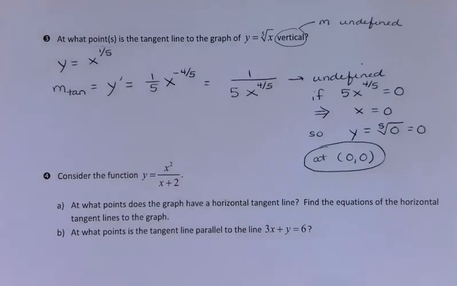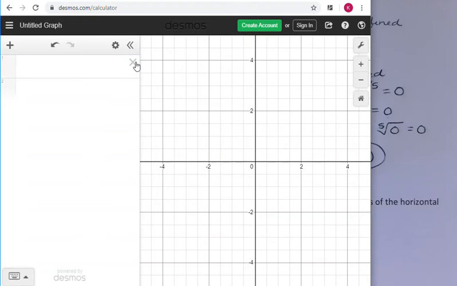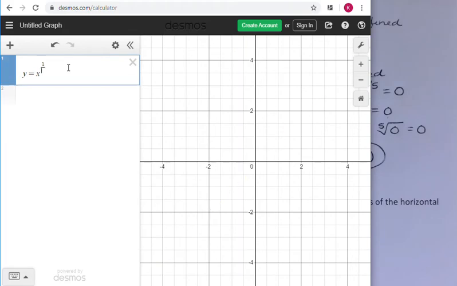Once again, let's just take a real quick look at Desmos here and see if we can spot that vertical tangent line. The original function was the fifth root of x, or x to the 1/5 power. There it is. And right here at 0, you can definitely see how that function is just about vertical right there, and the tangent line would have to be. So 0, 0 really does give us the vertical tangent line we were looking for.